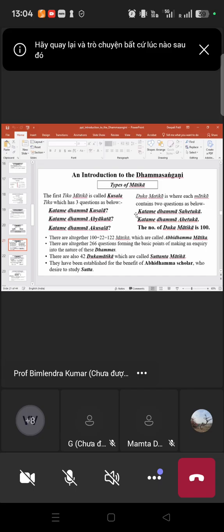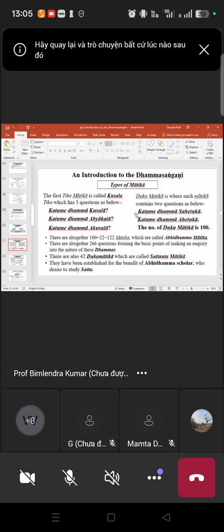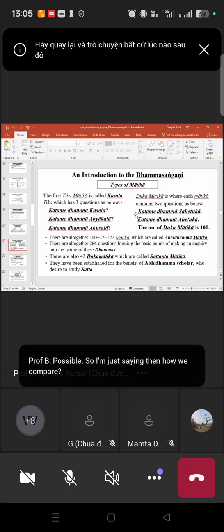So he says Dhammasaṅgaṇi is called Mula Pakarana. Then how do we compare Vibhanga and Yamaka, the remaining six books, to consider Dhammasaṅgaṇi as Mula Pakarana? Yes, this is how we connect.